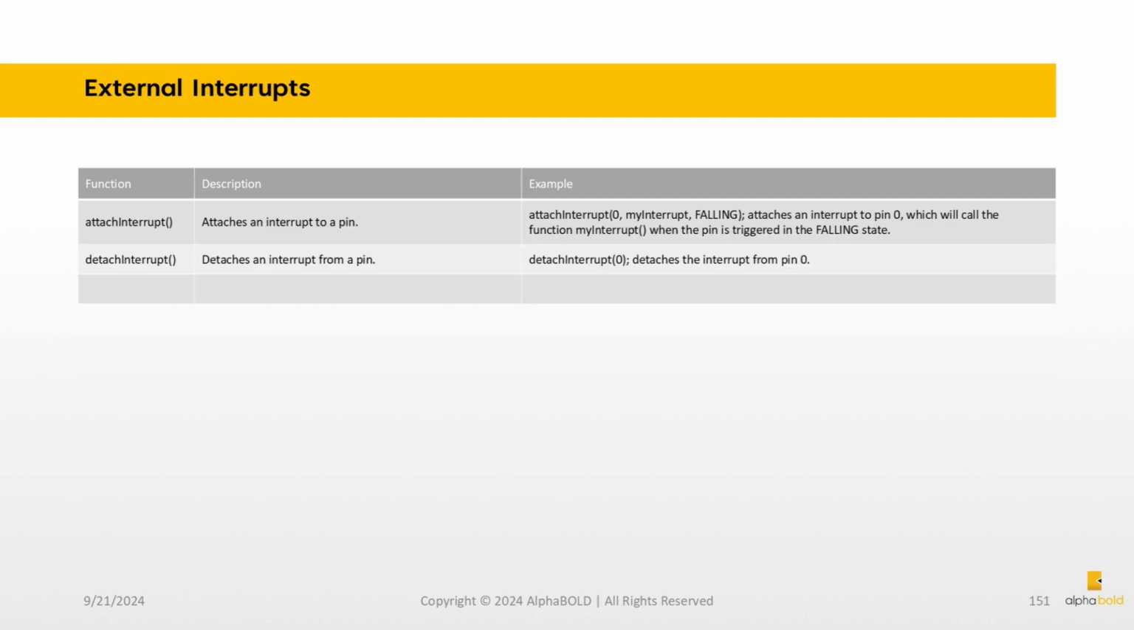External interrupts allow the microcontroller to respond to external events asynchronously. attachInterrupt configures a specific pin to trigger an interrupt, which will then execute a designated interrupt service routine, ISR. You specify the interrupt number or pin number on some boards, the name of the ISR function, and the trigger mode, for example RISING, FALLING, CHANGE, LOW. detachInterrupt disables a previously attached interrupt on a given pin. Interrupts are crucial for handling time-critical events and improving responsiveness.